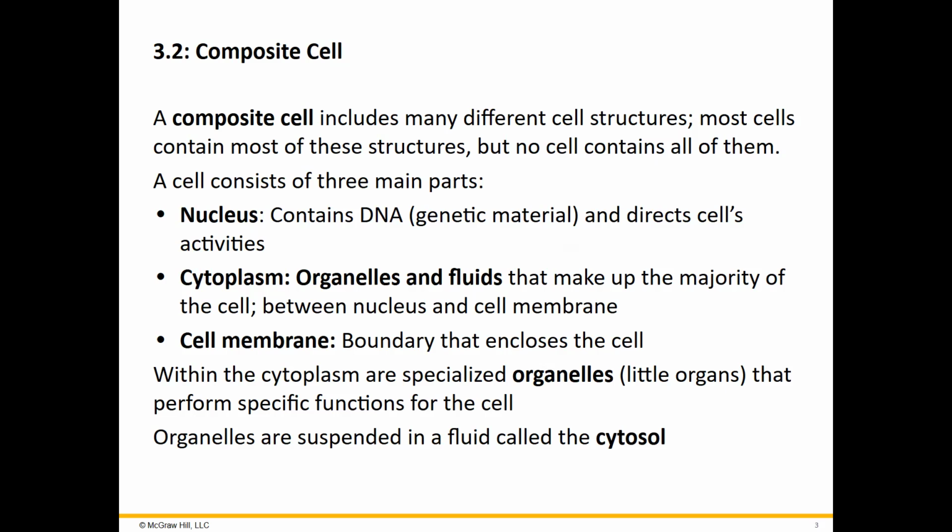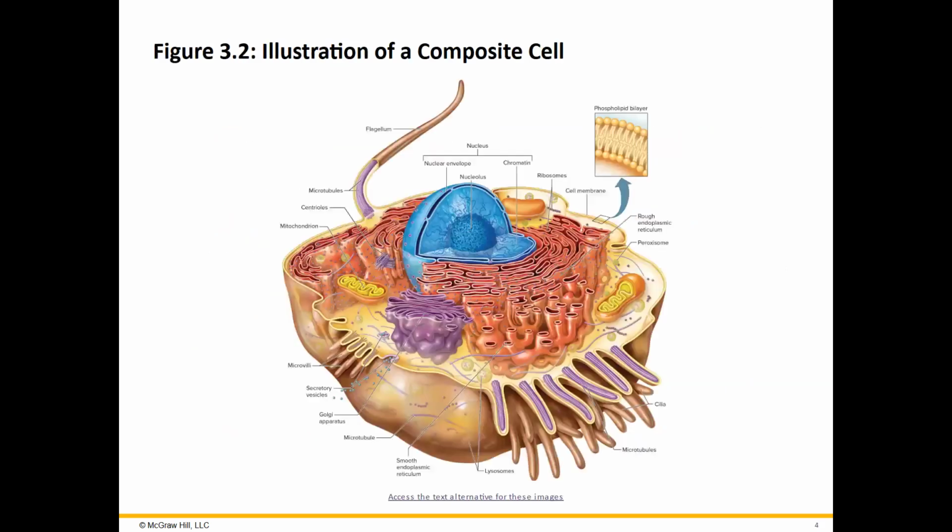Within the cytoplasm are our organelles, which literally stand for little organs that perform specific functions to help the cell survive. And the fluid that the organelle is in is called the cytosol. So sometimes we think of the cytoplasm as the fluid, but the cytoplasm is the fluid called cytosol and the organelles. The actual liquid substance alone is just simply called cytosol.